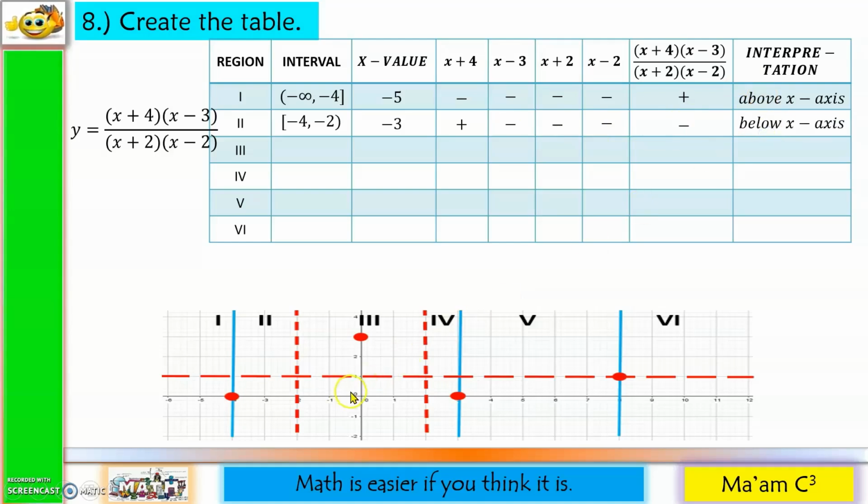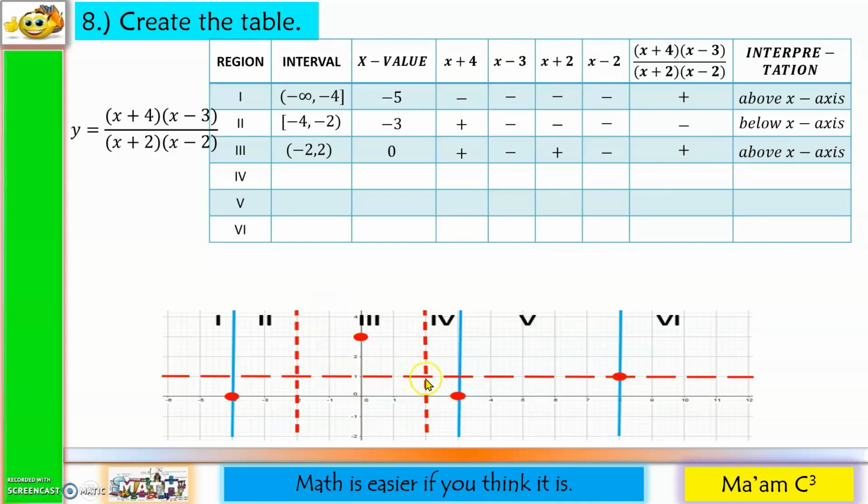Let's have region 3. Region 3 is from negative 2 to positive 2. Both are not included because these two are vertical asymptotes. So we have negative 2 to positive 2. Let us assign any value from region 3. Easiest is 0. Let us substitute 0 plus 4, that is positive. 0 minus 3 is negative. 0 plus 2 is positive. 0 minus 2 is negative. Count the number of negatives. 1, 2. That is an even number, so this is positive. Interpretation above the x-axis.